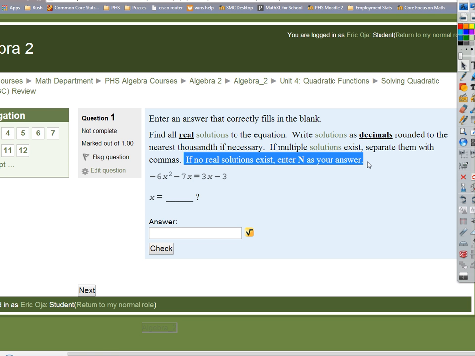So if you're going to get i's in there, you can stop and just type in an n and you're done. You don't have to write out the solutions with i's for this kind of question. This is the kind where we're only looking for real solutions. Okay? See what I'm saying? So that's distinct from, let's pull up one of the other ones.